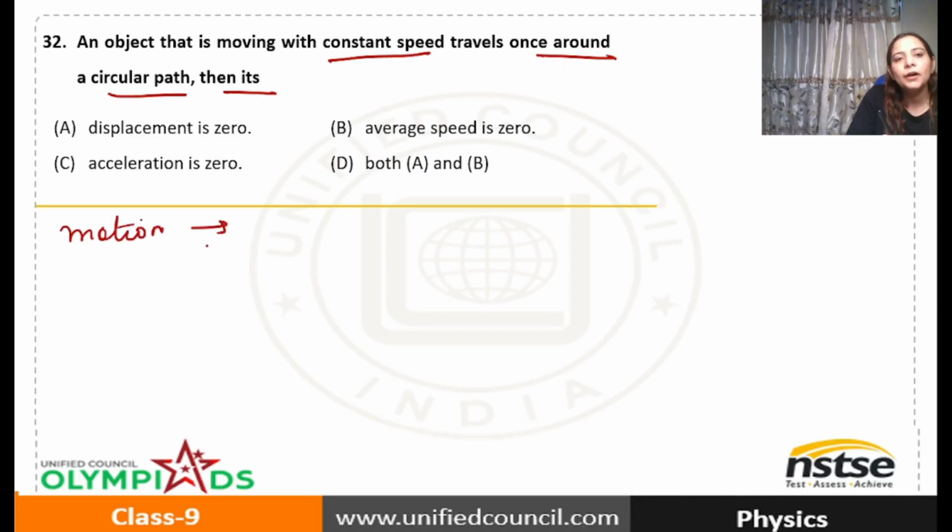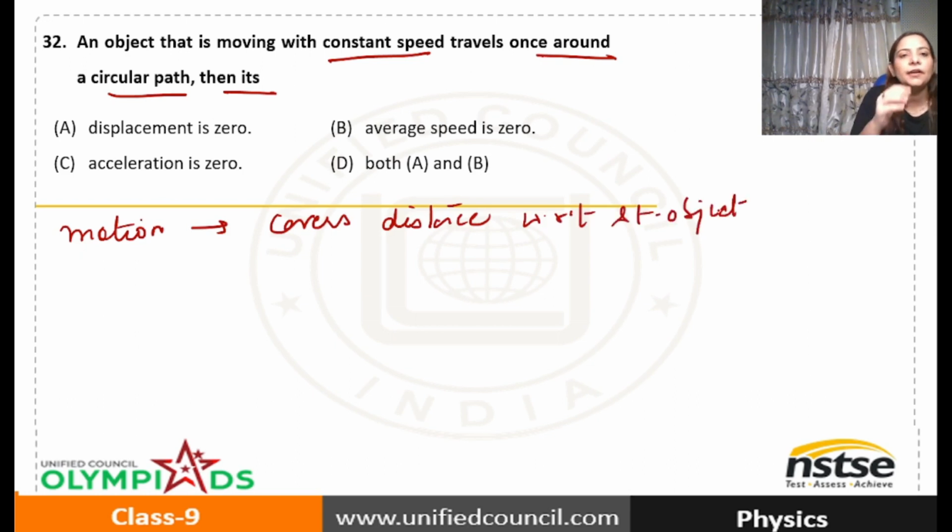When a body covers a certain distance with respect to any stationary object, or in respect to a reference point, or with respect to another object, then the body is said to be in motion. Motion is of different types. You have linear motion when a body is moving in a straight line. You have circular motion when a body is moving in a circular path.